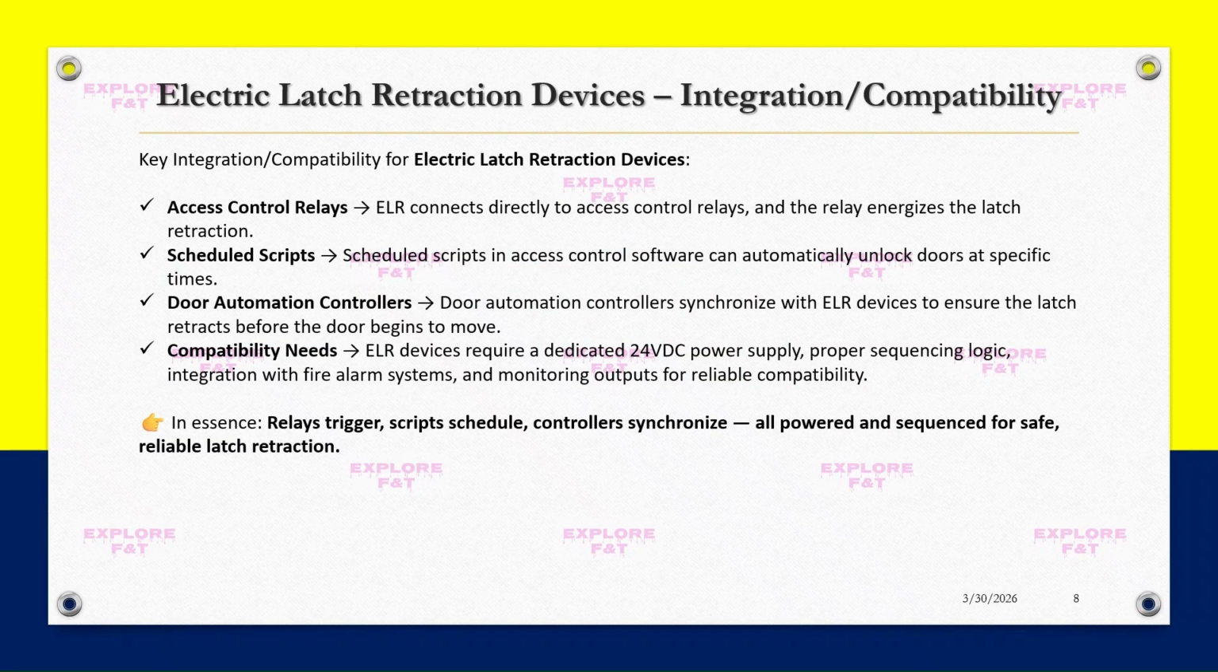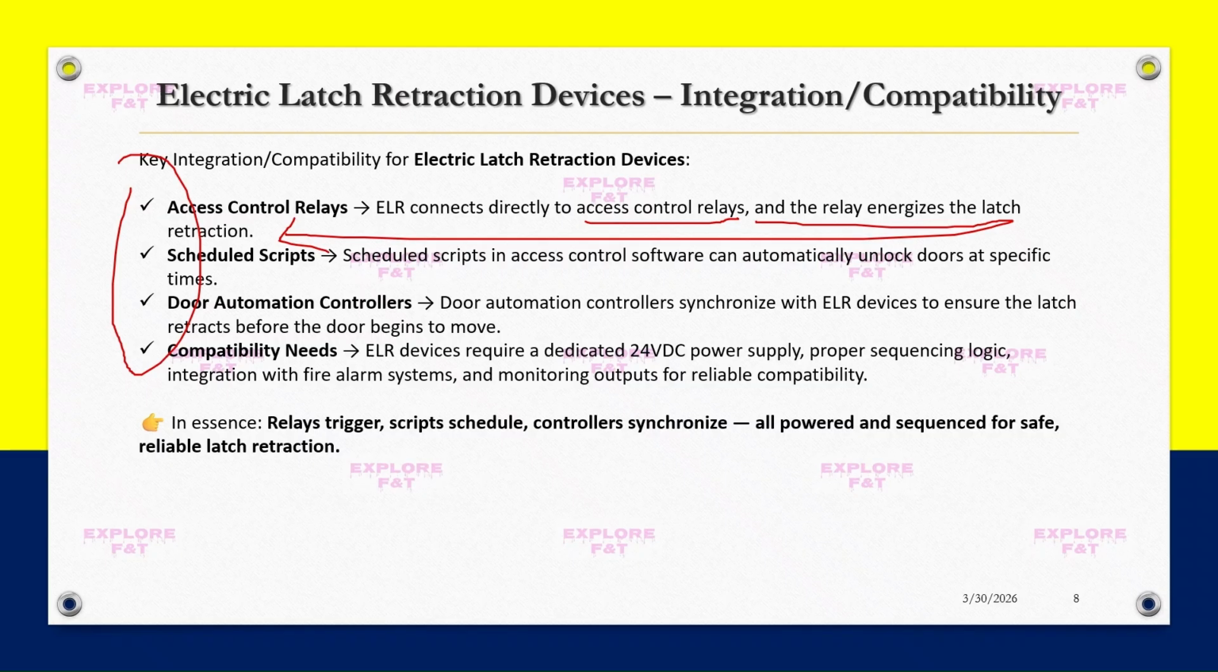So next one, integration and compatibility. It is covered in four parts, I will discuss one by one. Access control relay: ELR connects directly to the access control relay, and the relay energizes the latch retraction. There will be one relay in access control, you can directly connect with this. And scheduled script: if you want the door to unlock at a specific time, you can use this script. Okay, door operator automation controllers: door automation controllers are synchronized with ELR devices to ensure the latch retracts before the door begins to move.